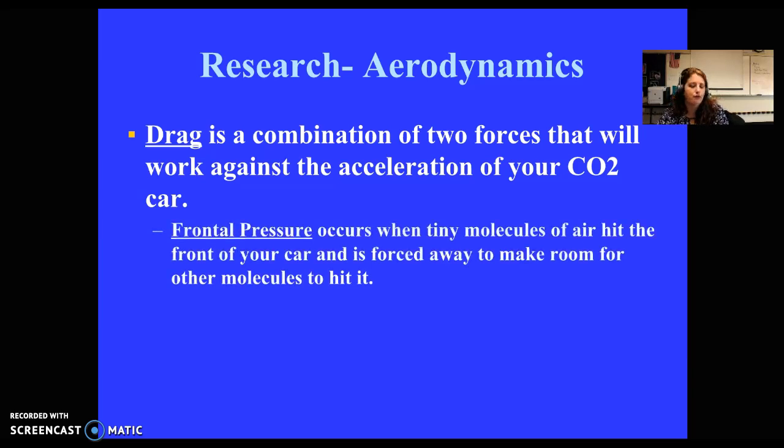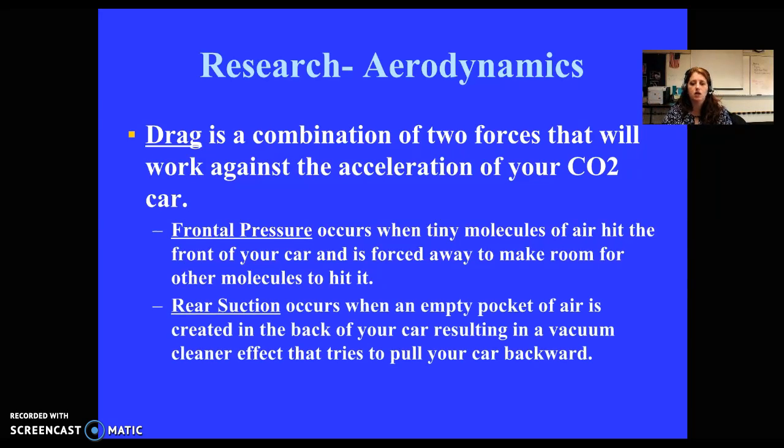It is the frontal pressure, which is when tiny molecules of air, which is just air molecules, hit the front of your car and are forced away to make room for other molecules to hit it. So it's talking about how something will move, how the air particles move over the car so that more air particles can come in and follow it behind there.